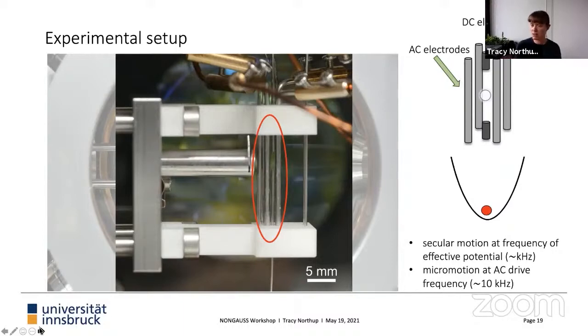So the harmonic potential here is just to remind you that what we have is a harmonic potential in 3 dimensions. And we end up with secular motion of the particle at the frequency of an effective potential in the kilohertz range. And then there's also what's known as micromotion in these Paul traps at the original drive frequency, which you can take some steps to suppress down to minimize. So that's the Paul trap.